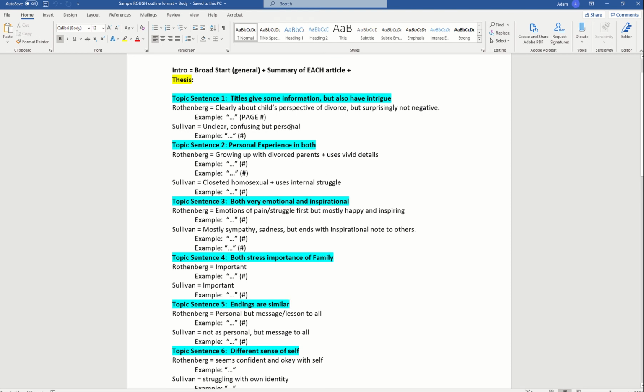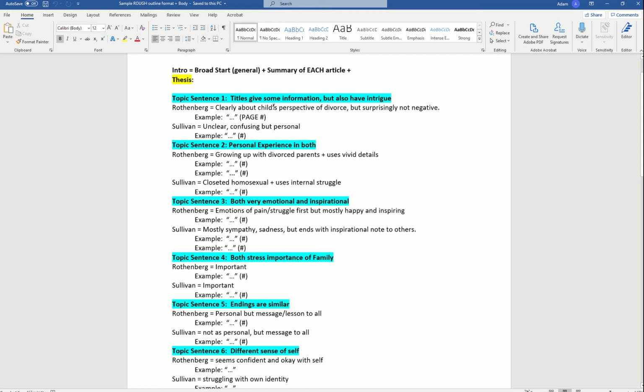So I decided to do this rough sample outline on Rothenberg's article, "Child of Divorce," and Sullivan's article, "Why the M Word Matters to Me." It's as simple as this. I did my brainstorming. I came up with a list of similarities and differences. So now I'm trying to put them together.